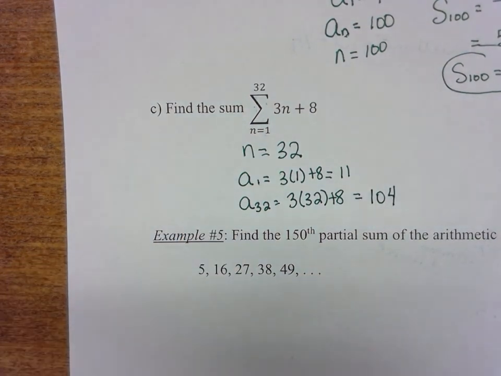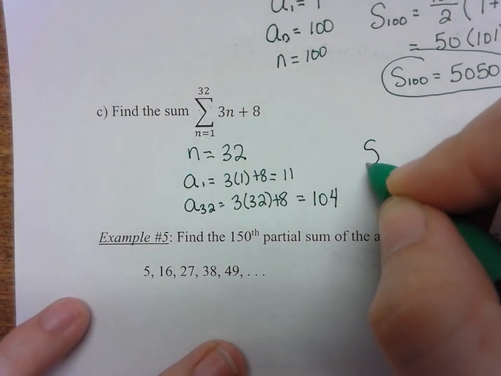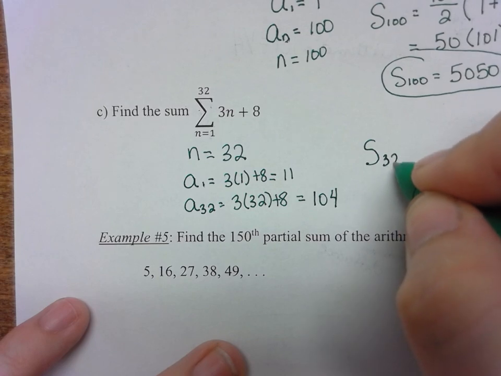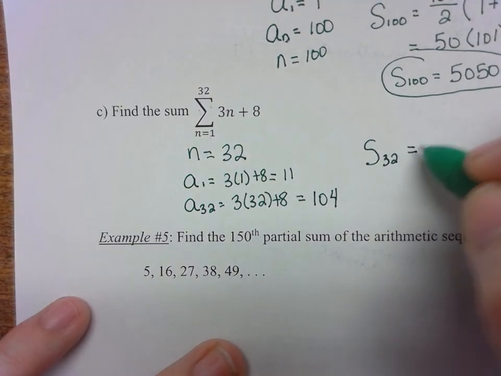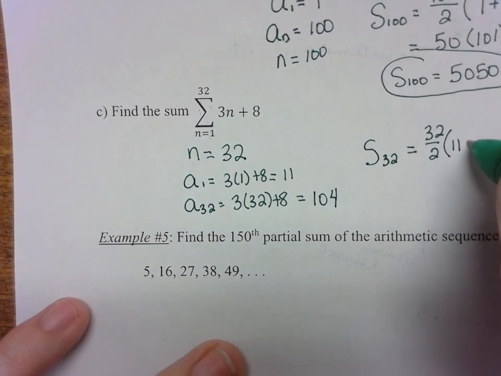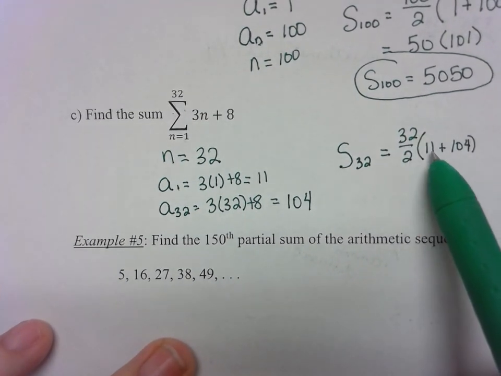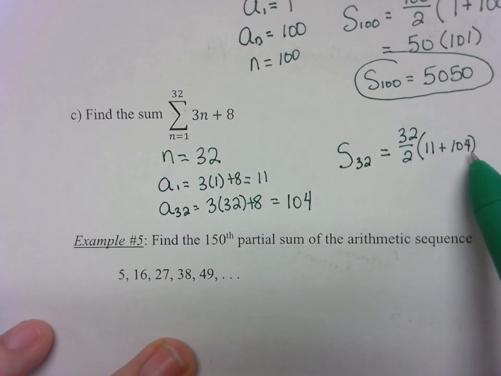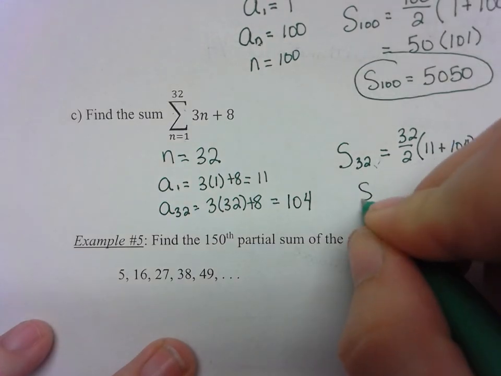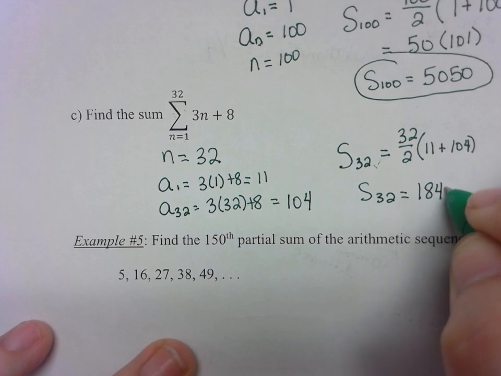Now I have all of the information that I would need. So the sum of these 32 things will be 32 over 2 times a sub 1 plus a sub 32. Well, 32 over 2 is going to give me 16, and 11 plus 104 is 115. Okay, so plug that in. So S32, when I plug that in, I get 1,840. Double check me.